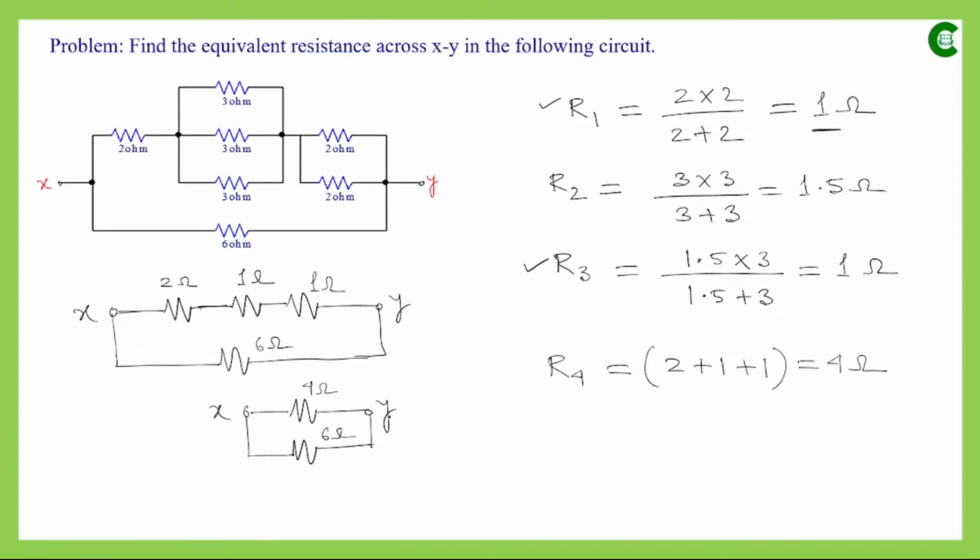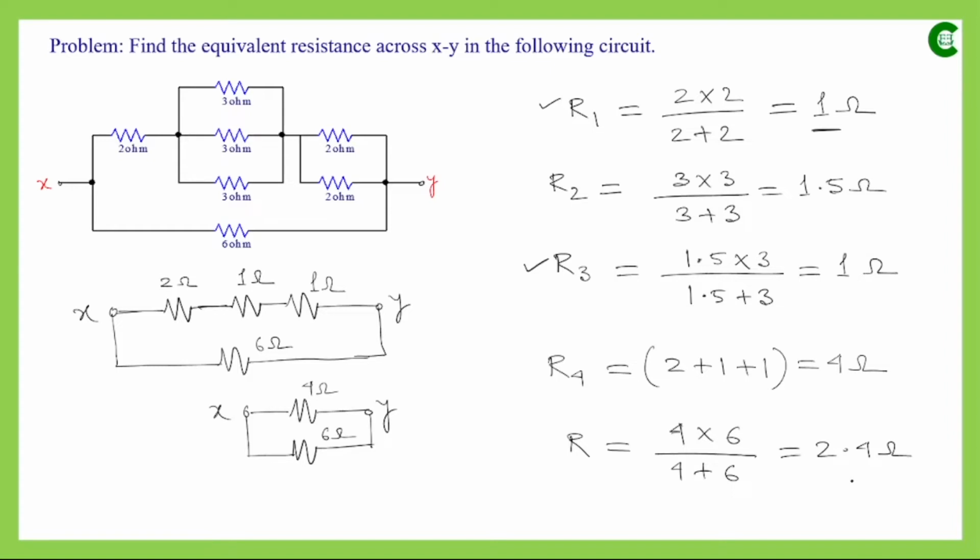So between this x and y, if we assume the equivalent resistance value is R, then it can be found out as 4 multiplied by 6 divided by 4 plus 6. That means the equivalent resistance value of this resistive network between x and y is 2.4 ohm. So we can easily use the formulas of series connection and parallel connection, and we can find out the equivalent resistance.